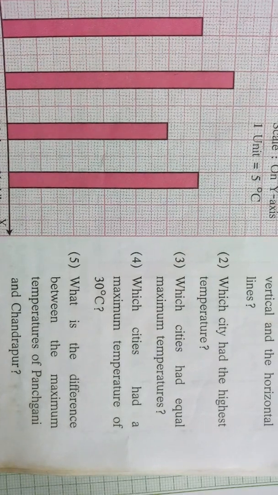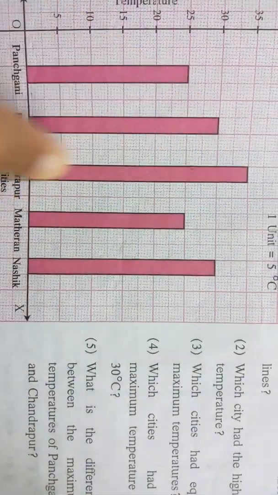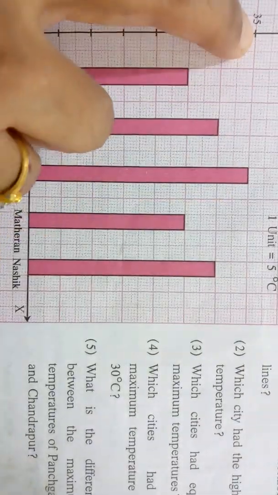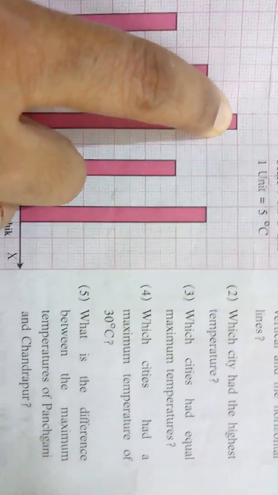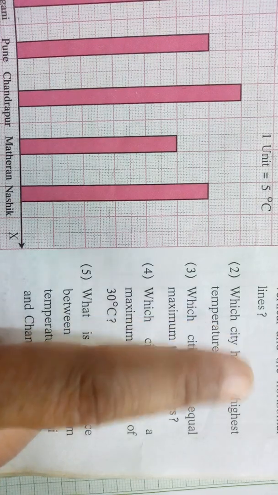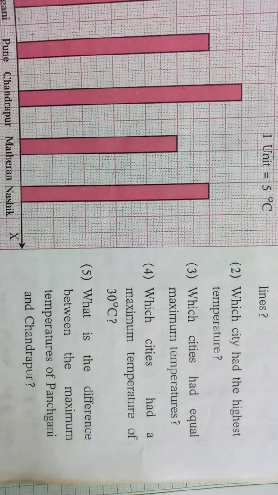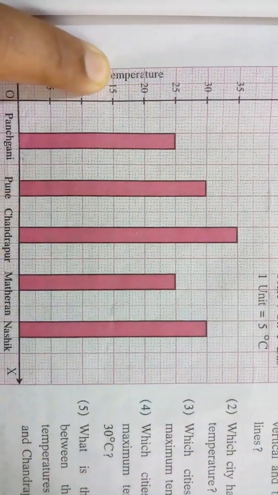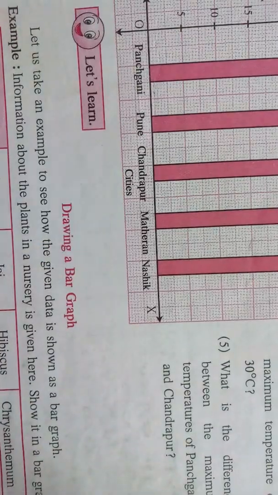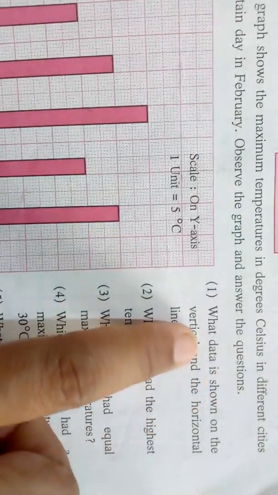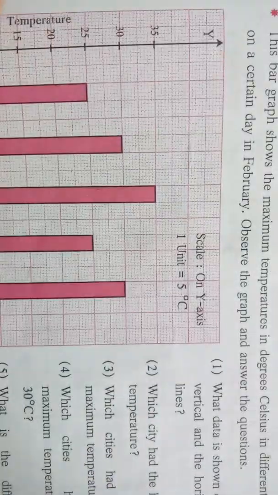What is the first question? Which city had the highest temperature? As we have seen in the graph, Chandrapur city has the highest temperature. So you can write the answer of this question, Chandrapur city. Sorry, the first question remained. What data is shown on the vertical and horizontal line? Vertical line shows temperature, and horizontal line shows cities.